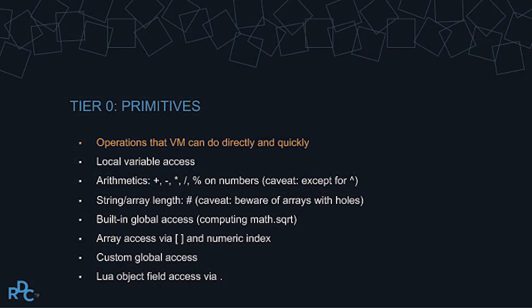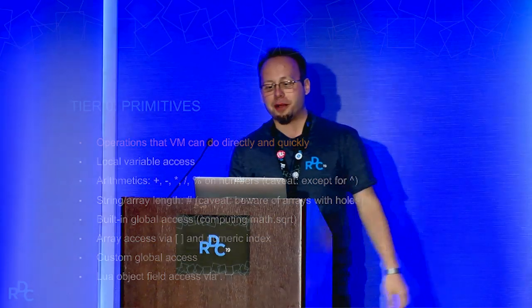Ironically, this starts from 0, even though things in Lua start from 1. But tier 0 is what we call primitives, which is things that the VM can do directly without talking to Roblox code, without doing C calls. It basically roughly corresponds to what instructions are available in the VM. So it's things like local variable access, which is not surprising, and basic arithmetic, other operators that might not be arithmetic, right?